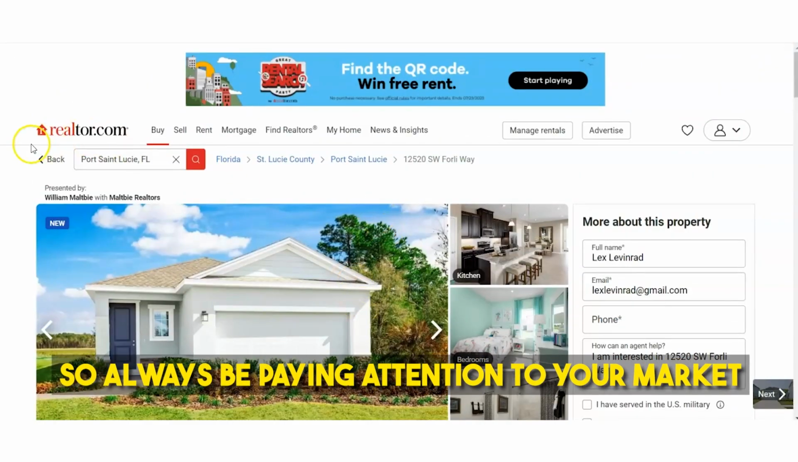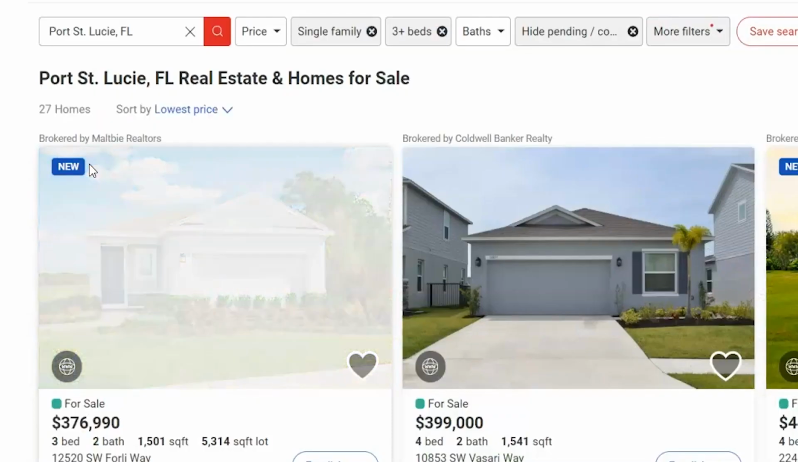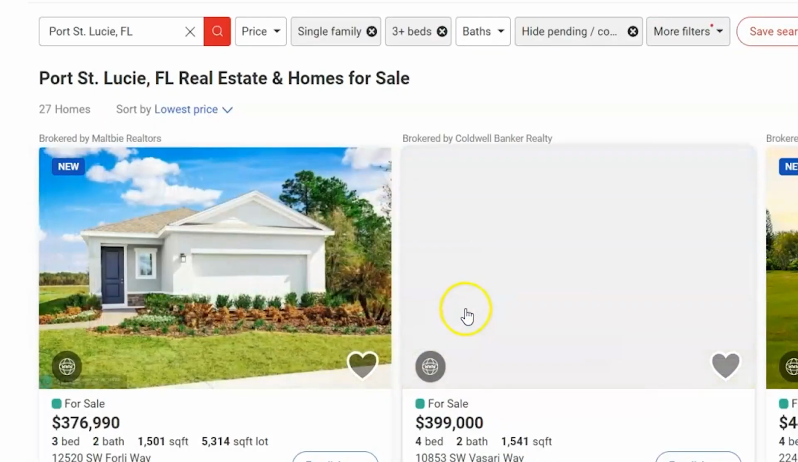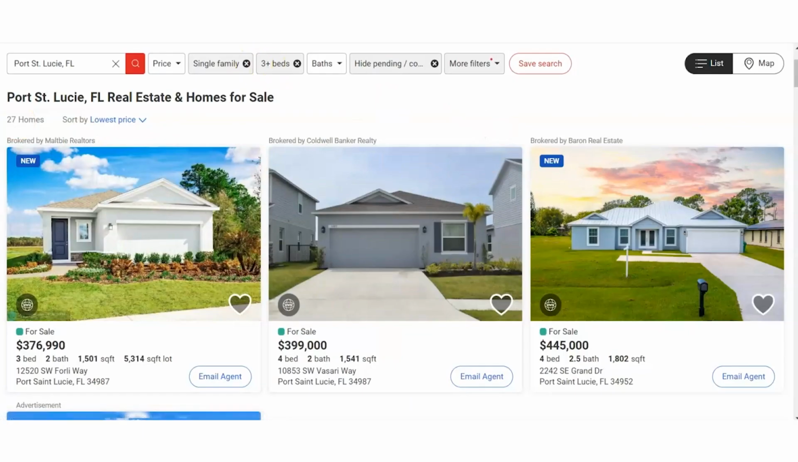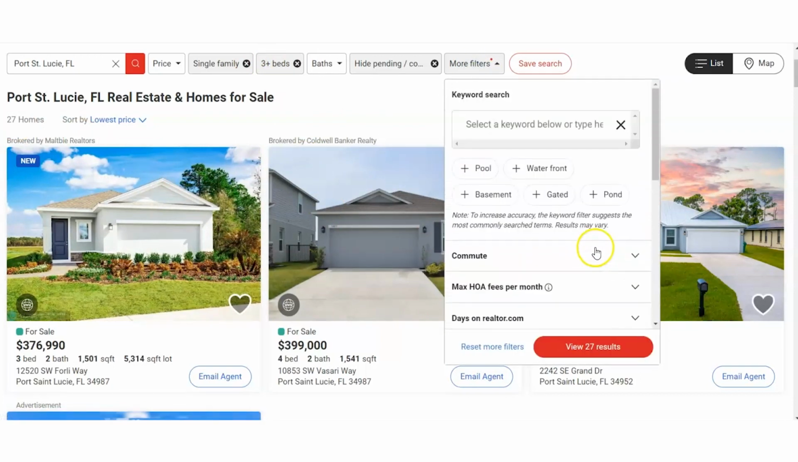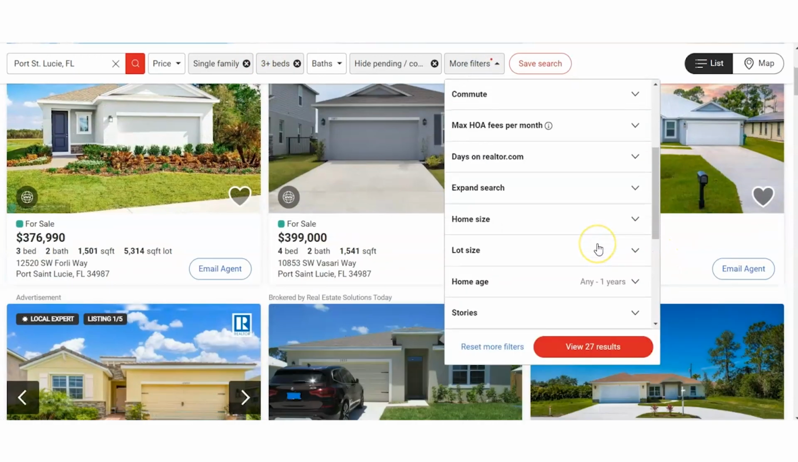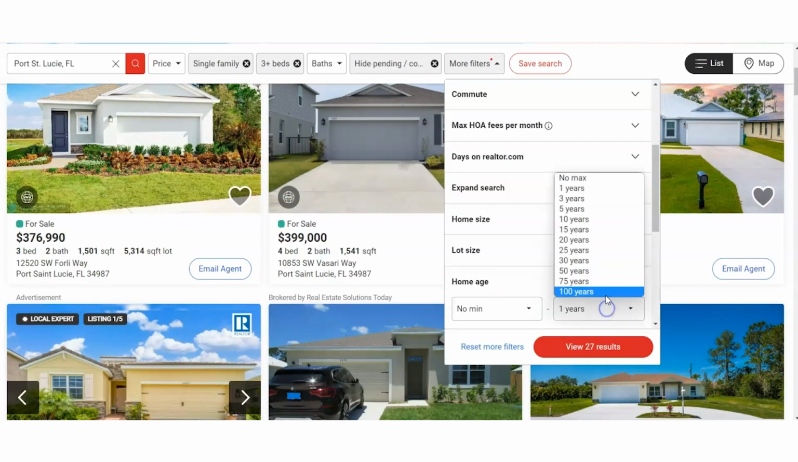So always be paying attention to your market, because if there's 530 homes for sale and 490 of them are 3 bedrooms and 27 of them were built in the last year, or, I think it was 70 something were built in the last 3 years, then you really want to be paying attention to that. Stuff like the home age, I can change this down to 3 years.